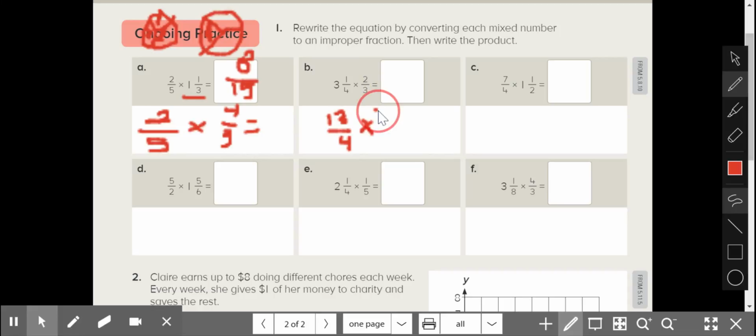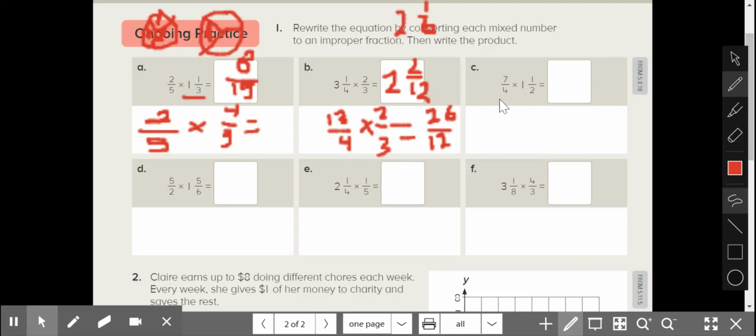times 2/3. So let's multiply across. 13 times 2 is 26. And 4 times 3 is 12. If you left it there, you might be okay, but I think we can go one more step where we actually turn this into a mixed number. 12 goes into 26 2 whole times with a remainder of 2 twelfths. You could have also written it as 2 1/6 to go that next step beyond.